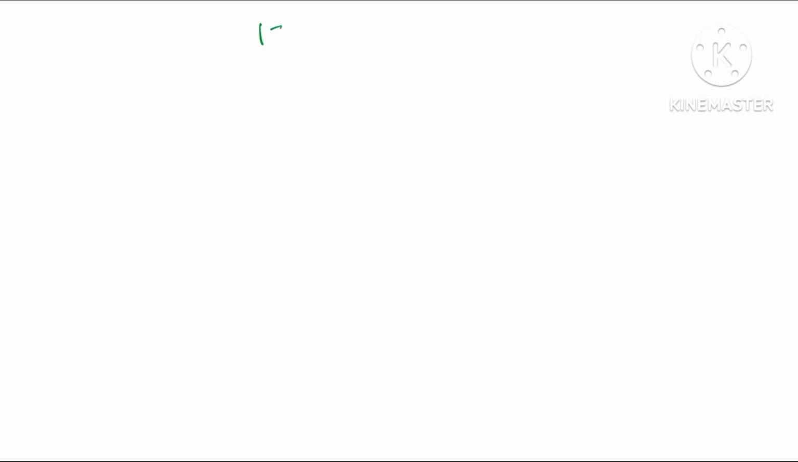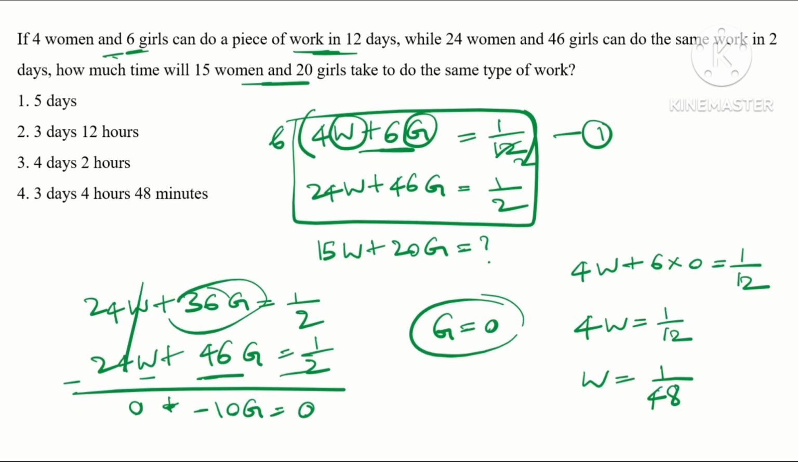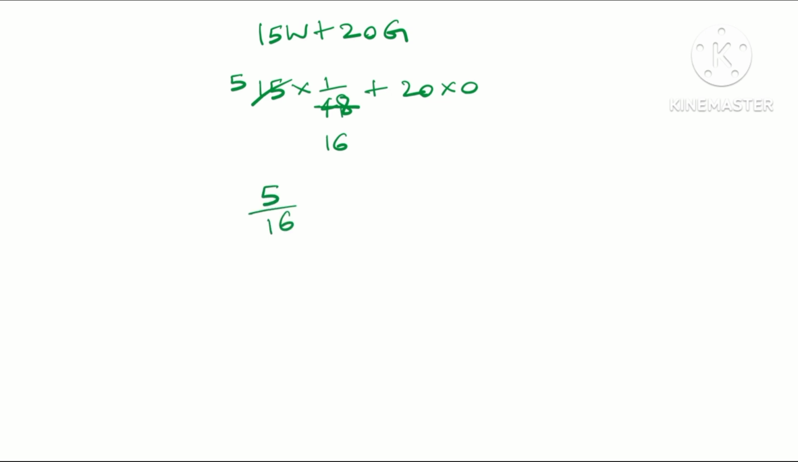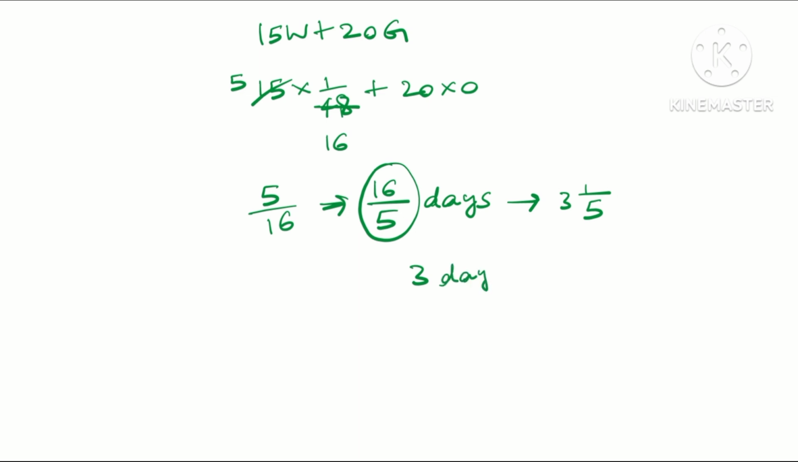They are asking 15W plus 20G. 15 into 1 by 48 plus 20 into 0. So 3 fives are 15, 3 sixteens are 48. We got 5 by 16. When this is converted into days, we get 16 by 5 days. Let's convert this to a mixed fraction. We get 3 1 by 5. That means 3 days and 1 by 5 of a day.